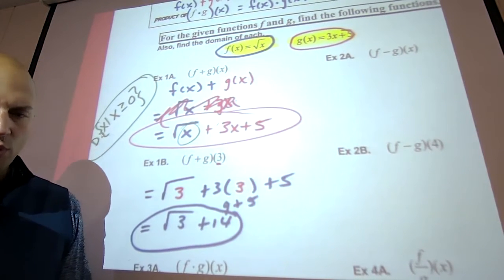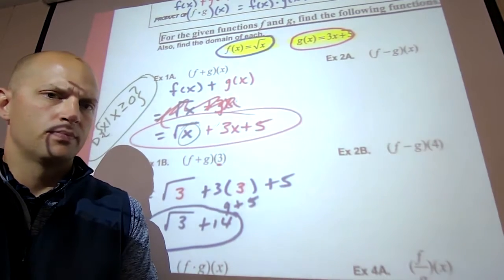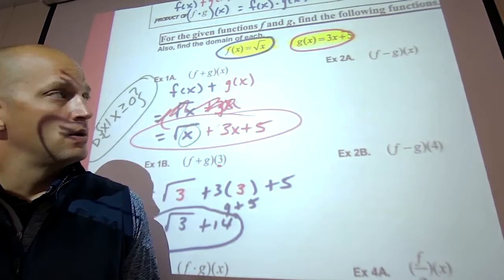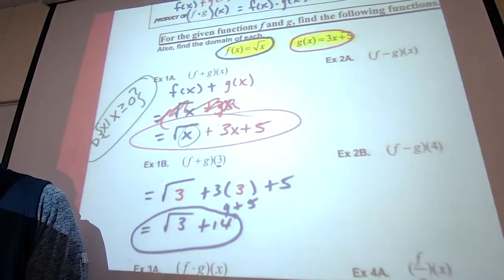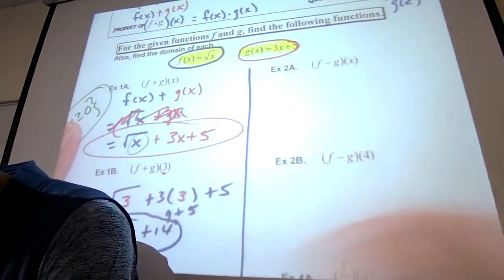It'll give you 15.73 approximately. Yep. Okay. Guys have any questions? Good question. So as I go through, then we go on to do f minus g of x for the next one. So kind of working our way over.